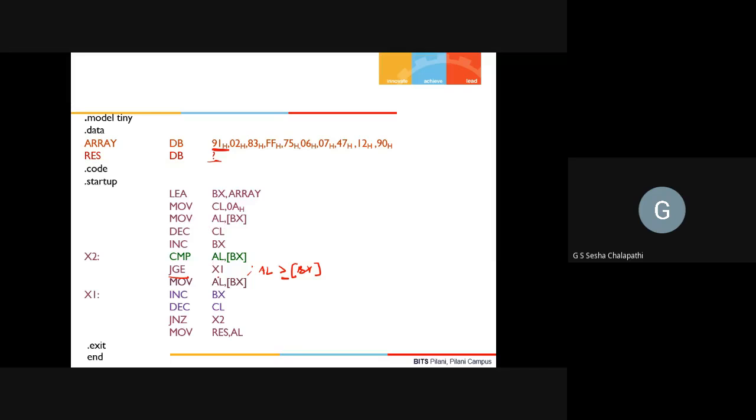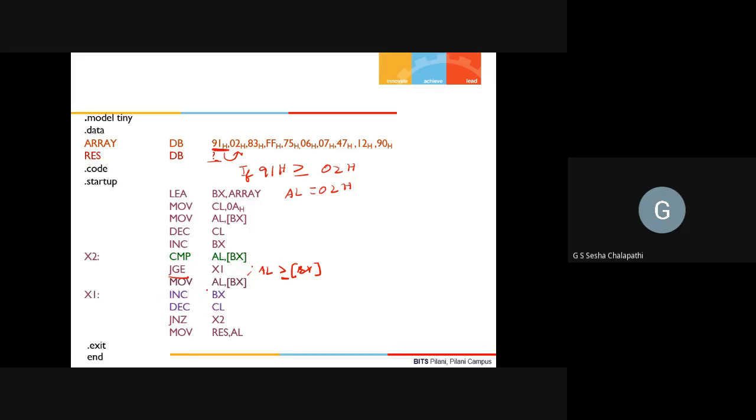Now, if I find any number which is greater than the content of AL, I will put that greater number into AL. Let us say in the first comparison, if 91H is greater than or equal to 02H, then AL stays. Otherwise it's the other way around. So JGE X1: if it is greater than or equal to, I don't do anything. I'll just increment BX and go on further.